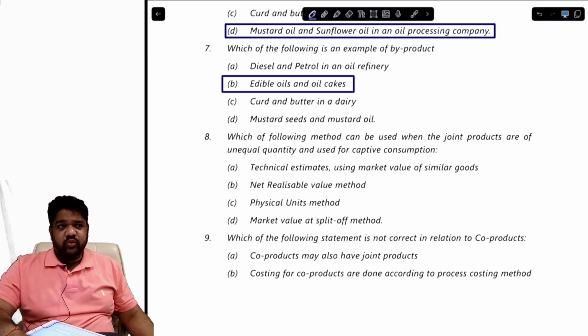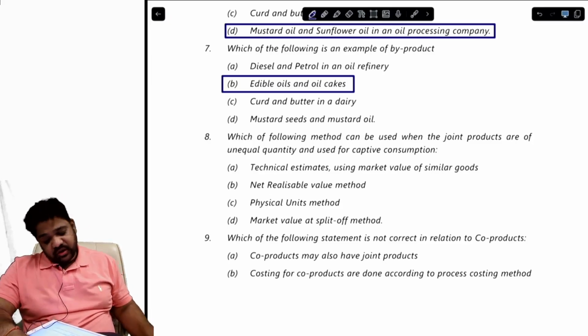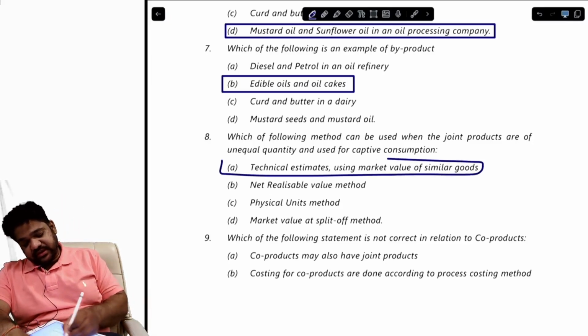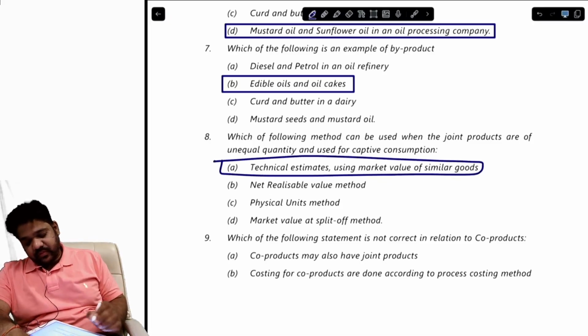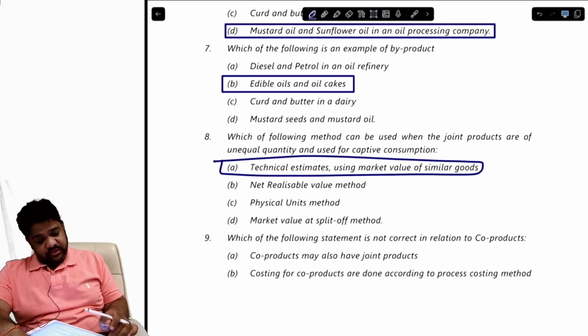Net realizable value will somehow not be fair because you're reducing the cost as well. Physical units, unequal quantity physical units would be the worst one to do. Market value at split off. But if it has a further processing cost, then it will become a little misleading. So I think we can go for technical estimates with market value of similar goods.